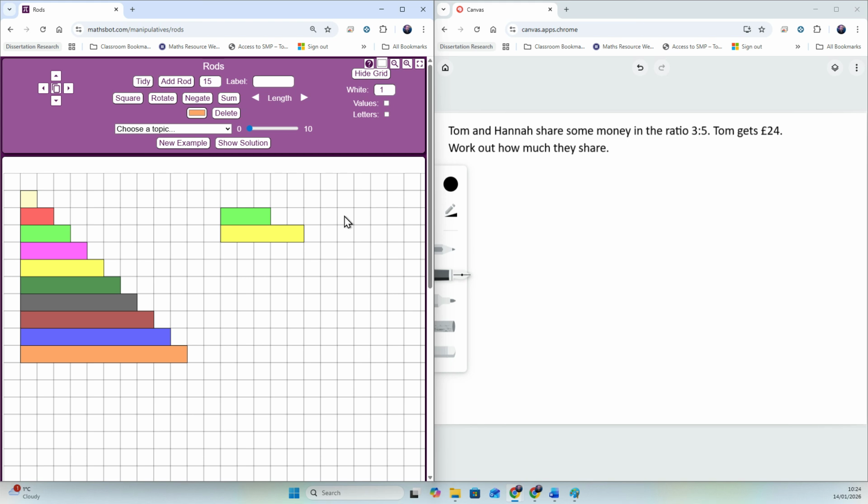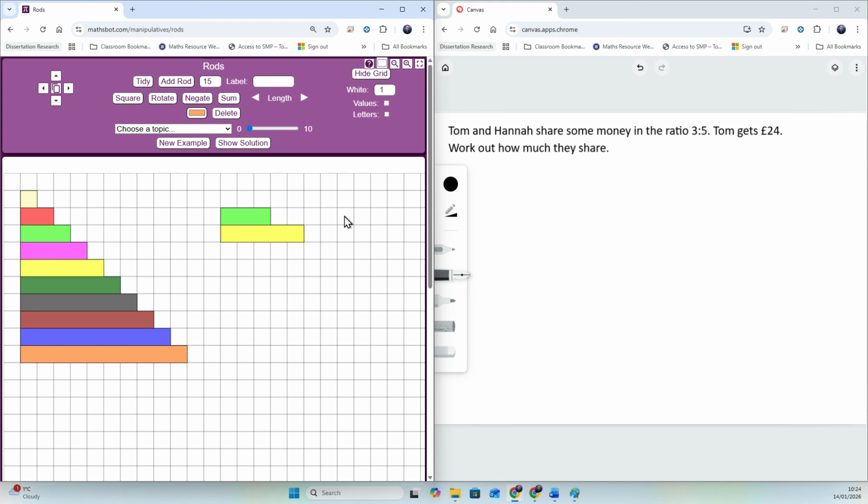And that's about focusing on the multiplicative relationship between the rods. And if you've not watched my ratio and fractions video, then I would suggest you watch that at some point as well, because it really drills down into the multiplicative and fractional relationships within ratio, both part to part and part to whole, and why all of those are important.